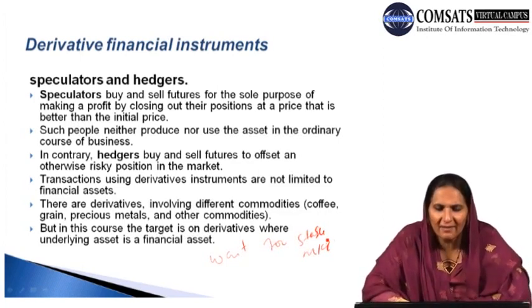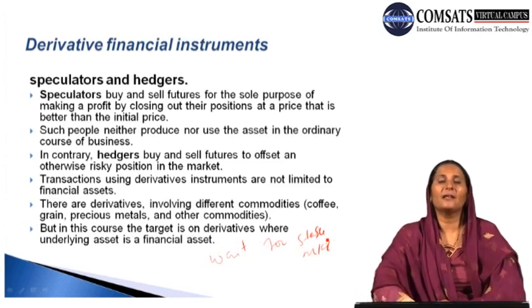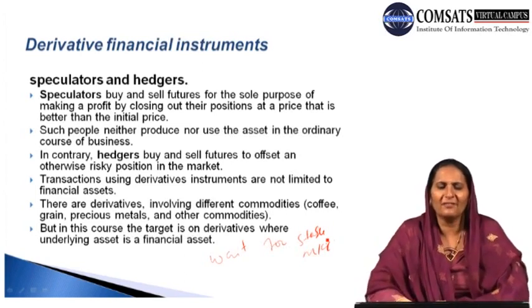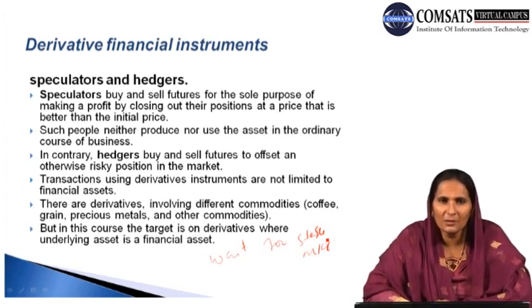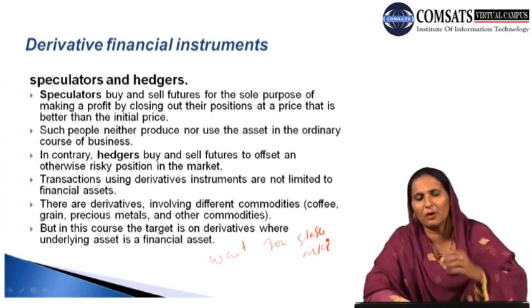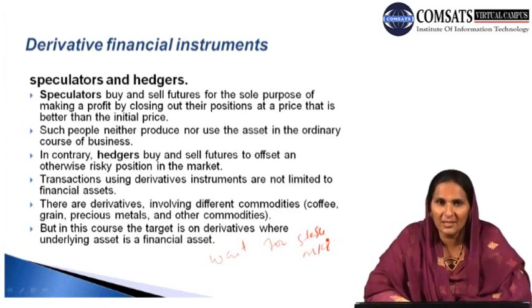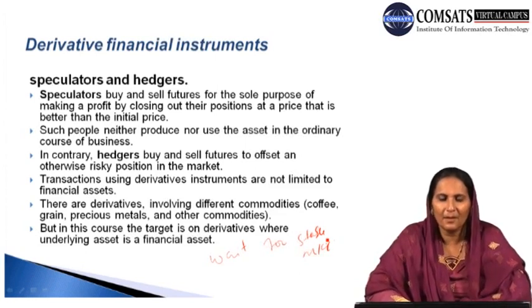The transactions using derivative instruments are not limited to financial assets. There are derivatives involving different commodities. So transactions in terms of derivative instruments are not only in financial assets, but also in commodities. So investment in commodities is also included in the derivatives. In derivatives we discussed options, we discussed futures, and we are going to discuss commodities, which involve different commodities, for example, coffee, grain, precious metals and other commodities.